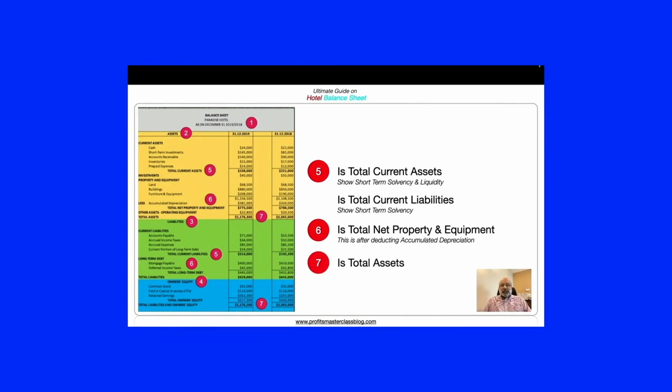Finally, number seven represents the total assets. If you remember, this is what the business owns. And on the other hand, this is balanced by the total liabilities and owner equity, which represent what the business owes. And if you remember, what the business owns and what the business owes are part of the fundamental accounting equation.